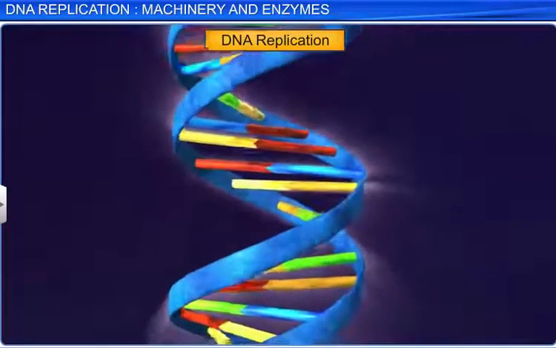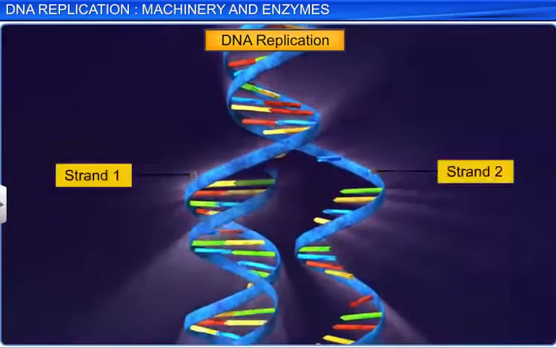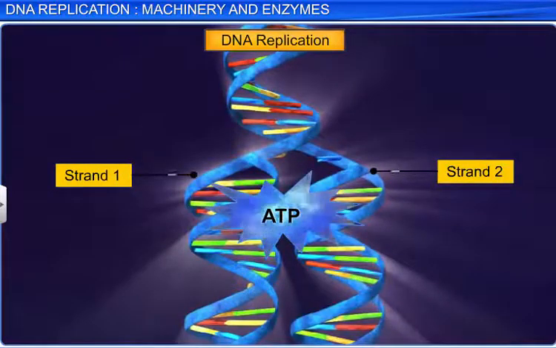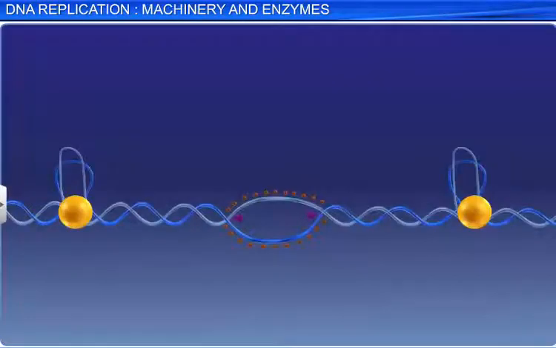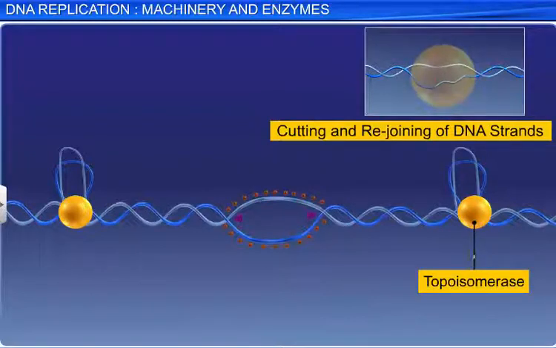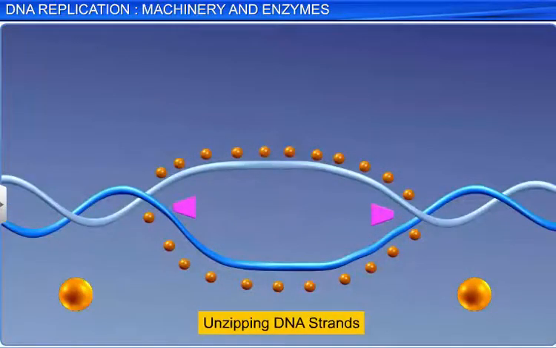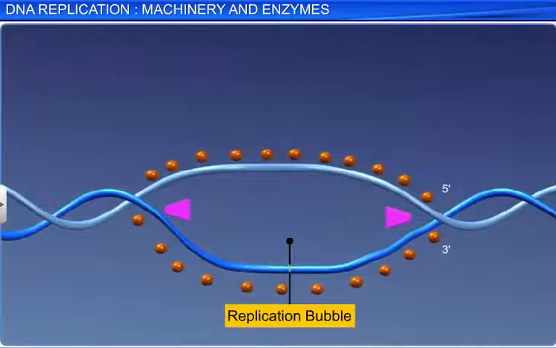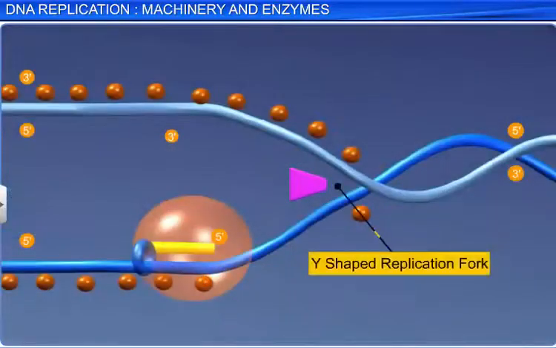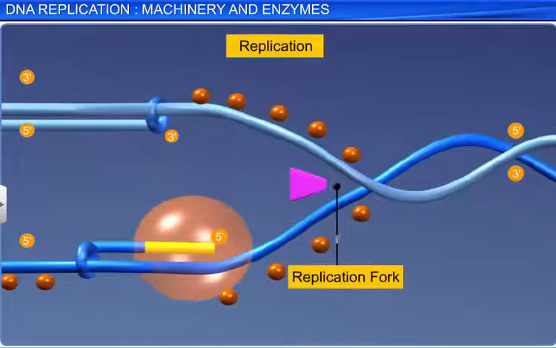Due to the high energy requirement, two DNA strands do not always separate completely, especially in the case of long DNA molecules. However, to facilitate the separation of a DNA helix, the enzyme topoisomerase cuts and rejoins one strand of DNA. This then unzips the double-stranded DNA. As a result, replication bubbles are formed that extend as a Y-shaped replication fork. This replication fork is actually a small opening in the DNA helix where replication occurs.